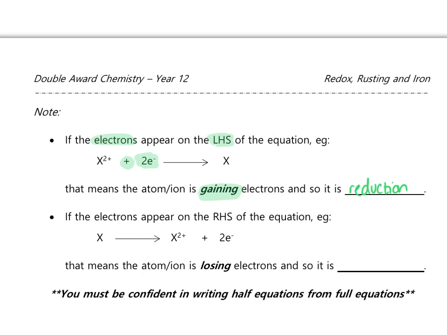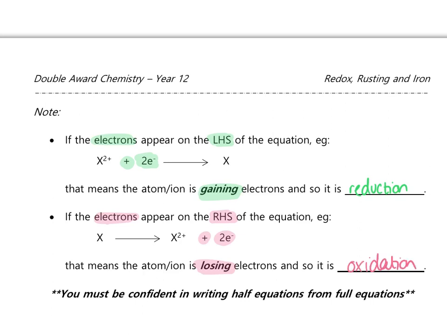I think you can see it a little bit easier if it's on the left hand side, that the atom or the ion is gaining electrons. If the electrons, however, appear on the right hand side, it's maybe a little bit harder to see, but that means the atom or ion is losing electrons. Essentially, X is shedding off electrons and they are then being produced as a product. And if it is losing electrons, what is the loss of electrons? The loss of electrons is oxidation.